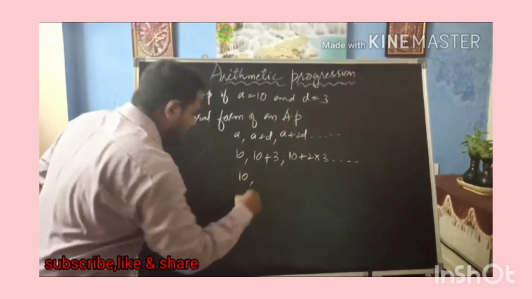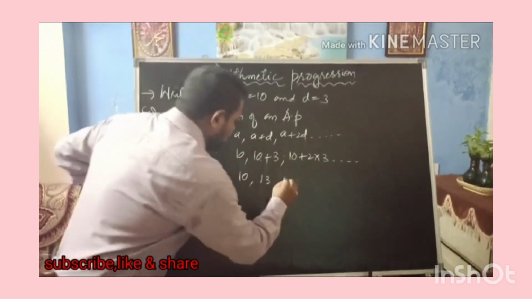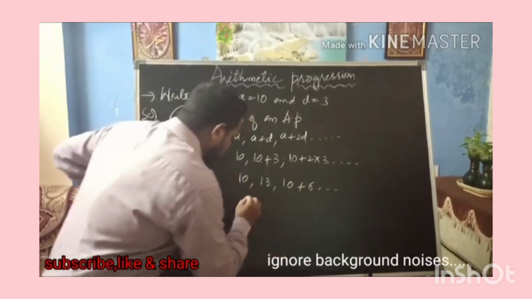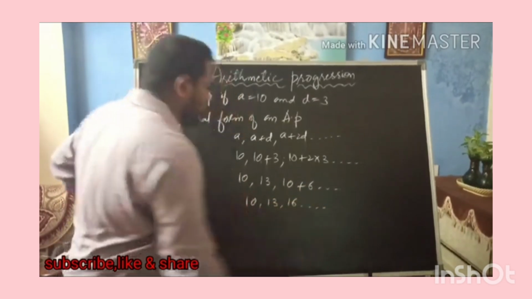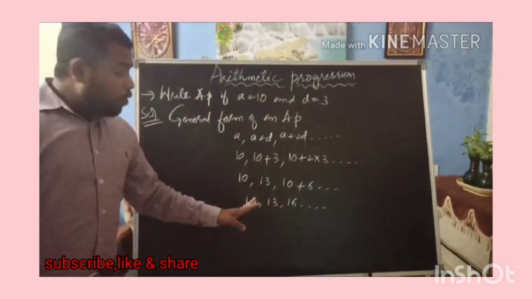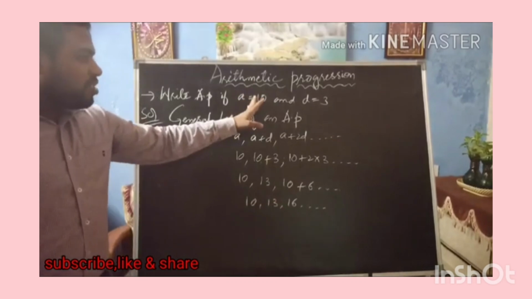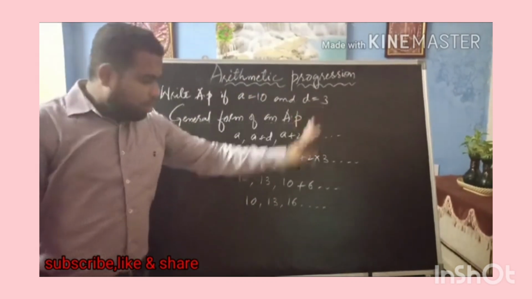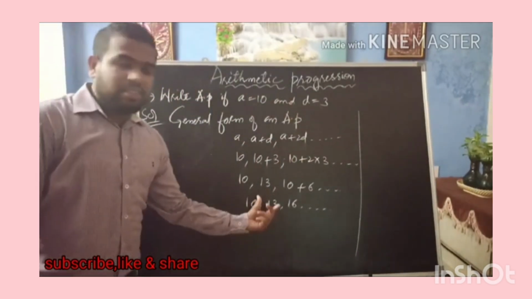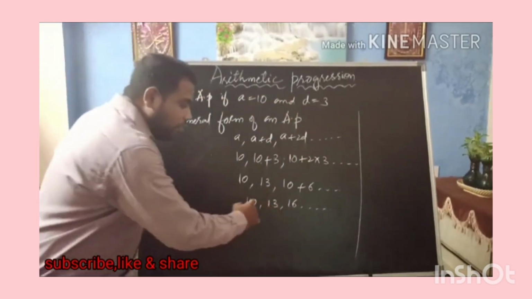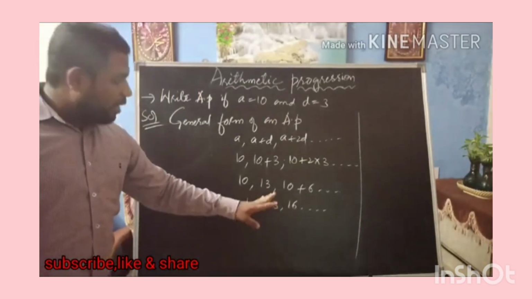When you add 10 plus 3, it is going to be 13. Now it's 10 plus 6. So 10 comma 13 comma 16. See here, the general form of the AP is 10 comma 13 comma 16, given the first term 10 and common difference 3. Here one thing I want to tell you: this is a sequence, a series, an AP series. If you see the difference between these terms, you will see the difference is 3. Very simple and very easy.